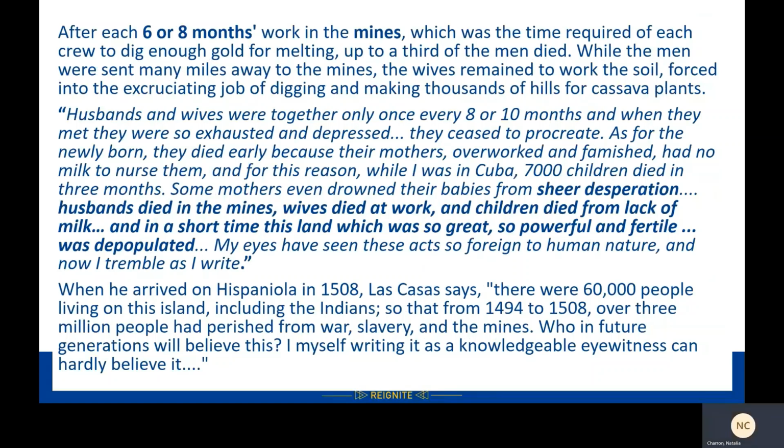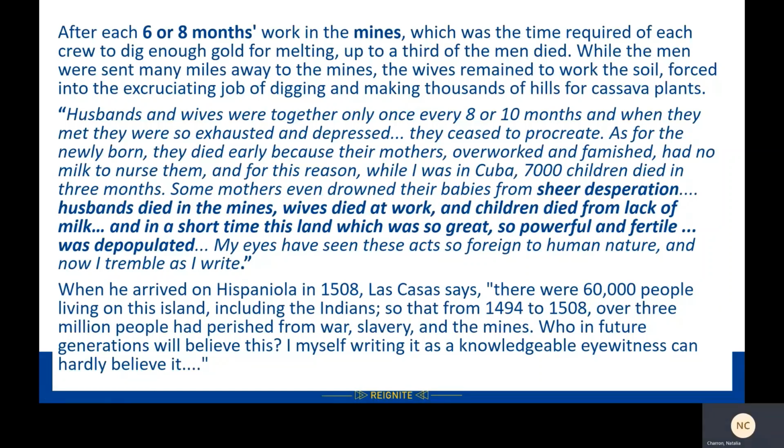After each 6 or 8 months' work in the mines, which was the time required of each crew to dig enough gold for the melting, up to 1/3 of the men died. While the men were sent many miles away to the mines, the wives remained to work the soil, forced into the excruciating job of digging and making thousands of hills for cassava plants. Husbands and wives were together only once every 8 to 10 months, and when they met, they were so exhausted and depressed, they ceased to procreate.